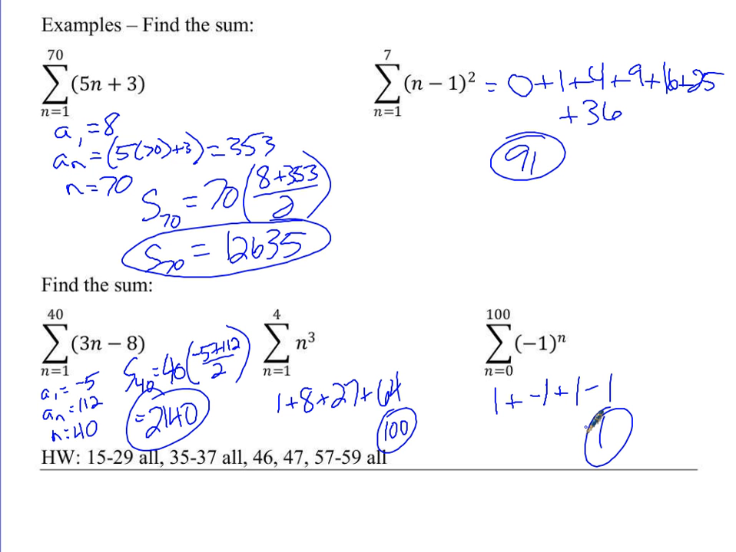Right, because we have 100. Our last term is going to be negative 1 to the 100th power, which is going to be even. We've gotten to 0 until that very last term, so that makes it positive 1. That's how you do this using algebra.